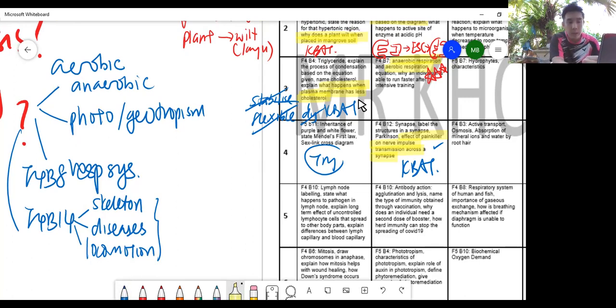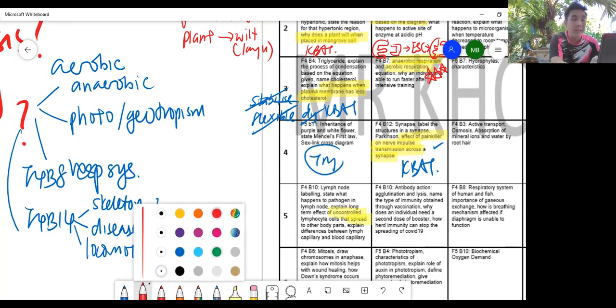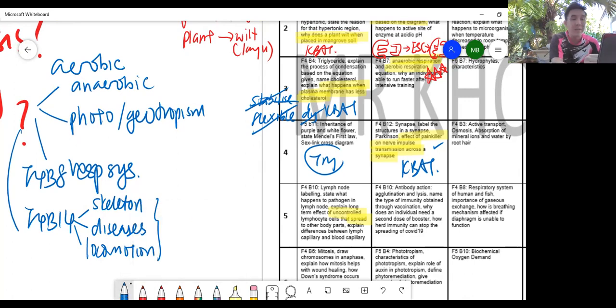Whenever you see the word uncontrolled and then spread, what is this disease about? Definitely cancer. And draw 2 stars for this bottom one here. Lymphatic, differences between lymph capillary, blood capillary.